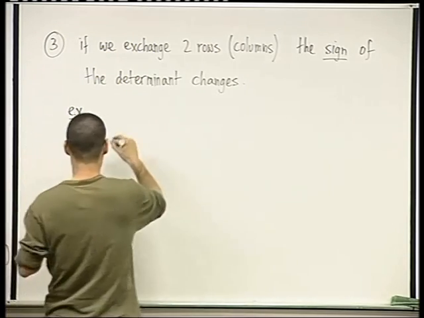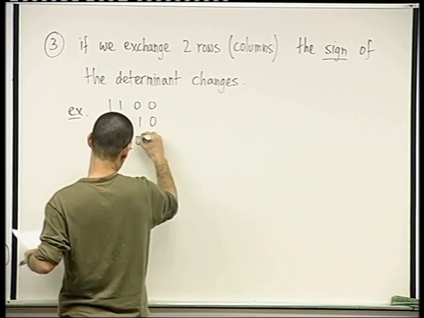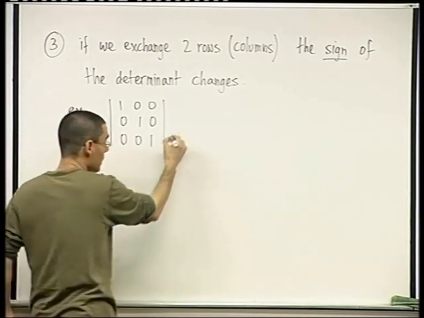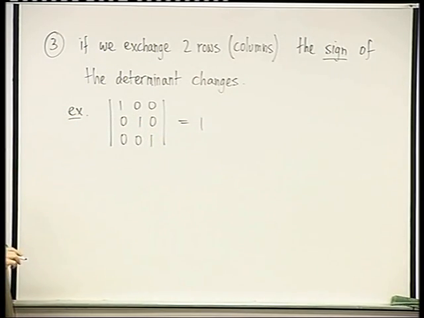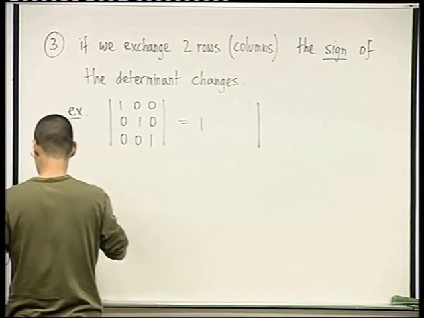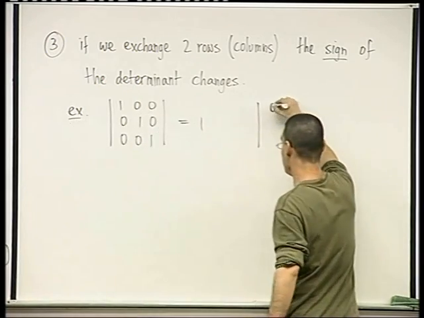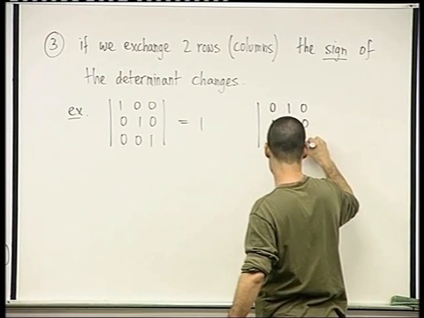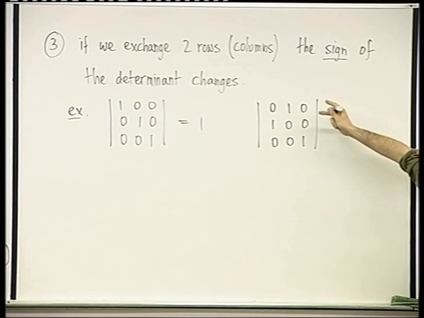Okay? So example, let's take this matrix. I'm taking purposely something very easy. Okay? So the determinant here is 1. I can see it right away because it's a triangular matrix, so it's the product of the diagonal entries. Let's change 2 rows. Let's change, for example, what did I change? The first row and the second row. So 0, 1, 0, 1, 0, 0, and 0, 0, 1. Okay, I switched 2 rows.